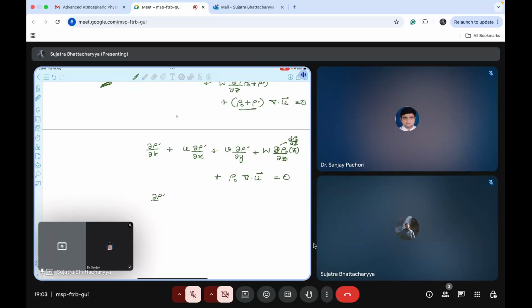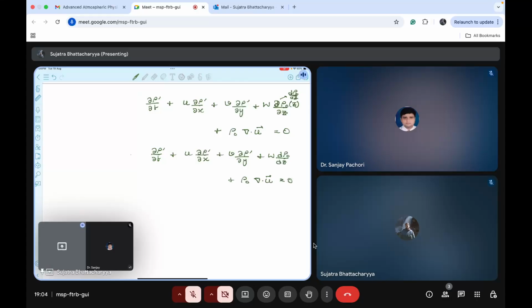So delta rho dash by delta t plus u delta rho dash by delta x plus v delta rho dash by delta y plus w d rho naught by dz plus rho naught del dot u is equal to 0. Now this is clear how it is coming. So this is how the perturbation method is being applied.